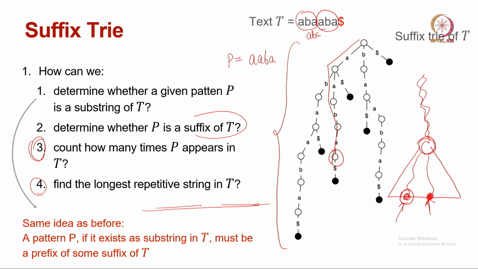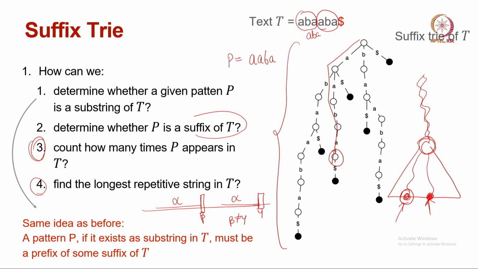Well, observe that if there is a longest repetitive string, say alpha, then there are at least 2 occurrences of alpha in the text T. The next character after alpha must be different. So, if the character here is beta and the character here is gamma, then beta is not equal to gamma, because otherwise I would have a longer repeating string. So, therefore, beta and gamma must be different.